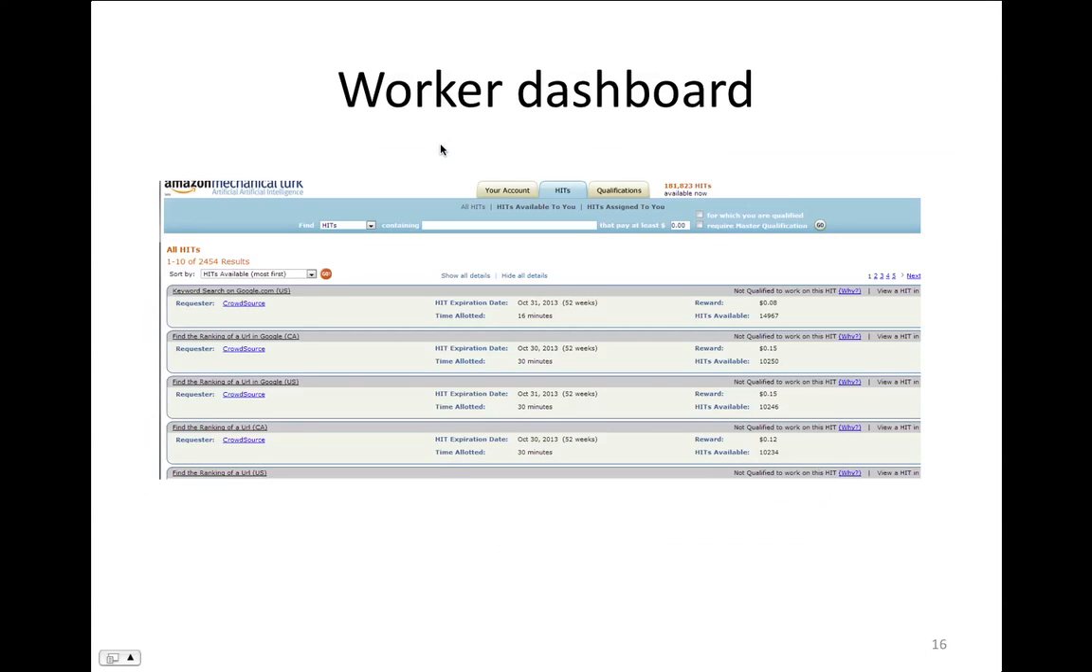On the other hand, on the worker side, what the workers see is like this. They see different HITs listed. They can filter by the HITs that they are qualified for, and look into how much they pay and how much time they take, and they can even review what the HIT is and then accept and do them. And they can also see who the requester is.